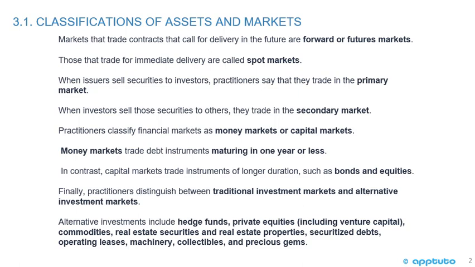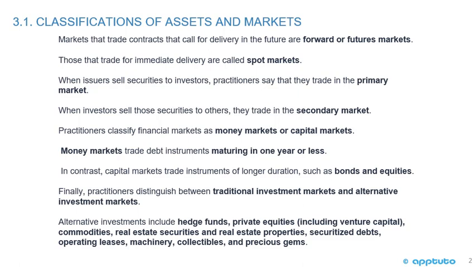So practitioners classify financial markets as money markets or capital markets. Money markets trade debt instruments maturing in 1 year or less. So to be clear, equities don't trade in the money market. It's just debt instruments, only debt instruments, and it's 1 year or less on the money market. In contrast, capital markets trade instruments of longer duration, such as bonds and equities.